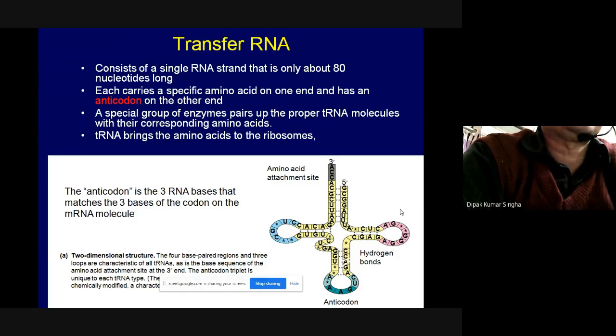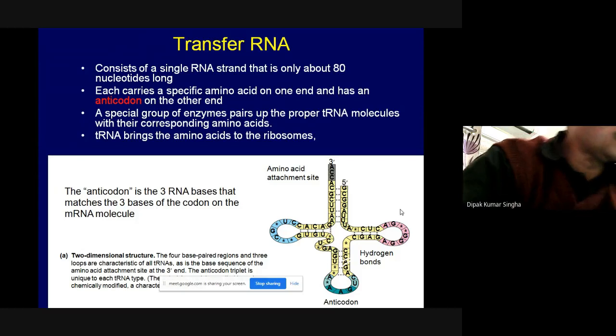This tRNA brings the amino acid to the ribosome. The anticodon has 3 RNA bases that are matched to the 3 bases of the codon on the mRNA molecule. It is a two-dimensional structure.